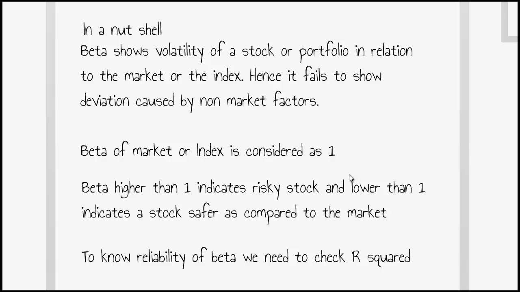To know the reliability of beta, we need to check the R squared. A higher R squared means that beta is quite reliable. We can expect the stock to move as per beta. A low R squared means majority of the stock movement is actually happening because of non-market factors, and hence beta is not very reliable. That was all about measures of risk and beta.